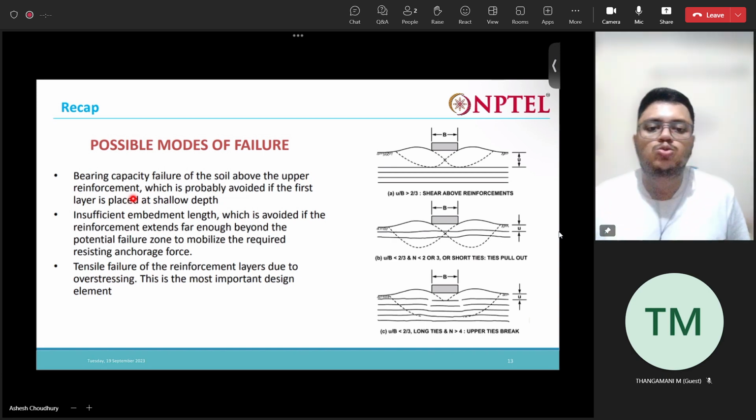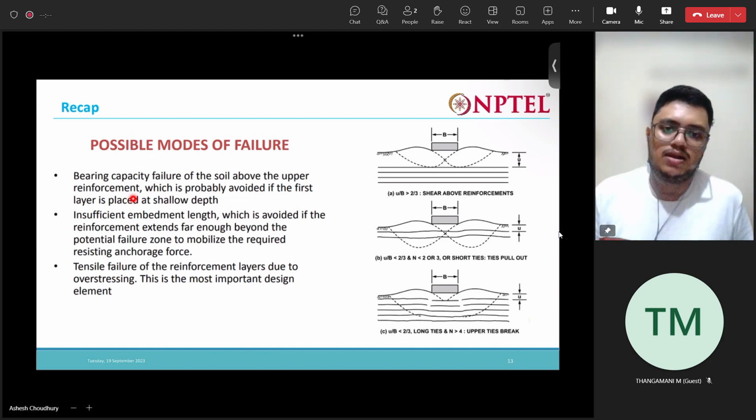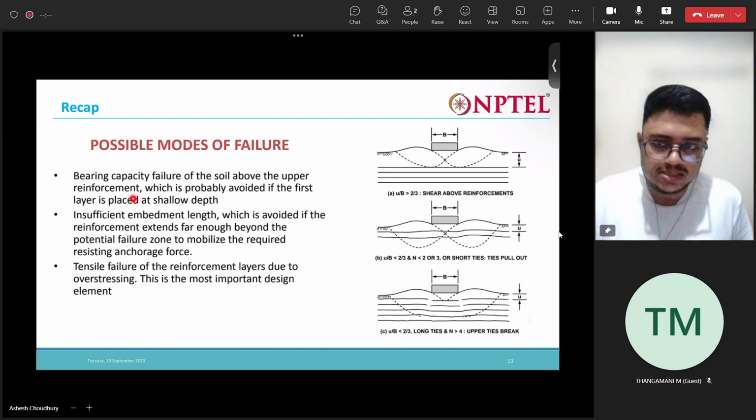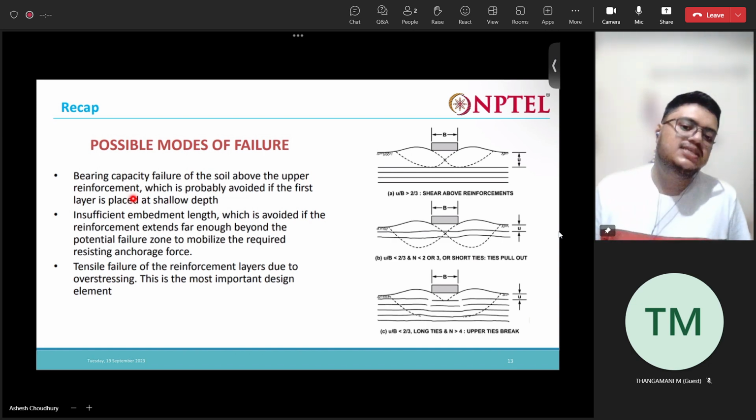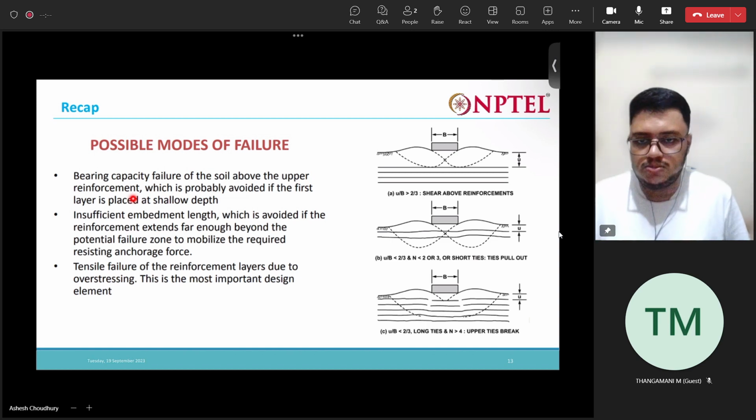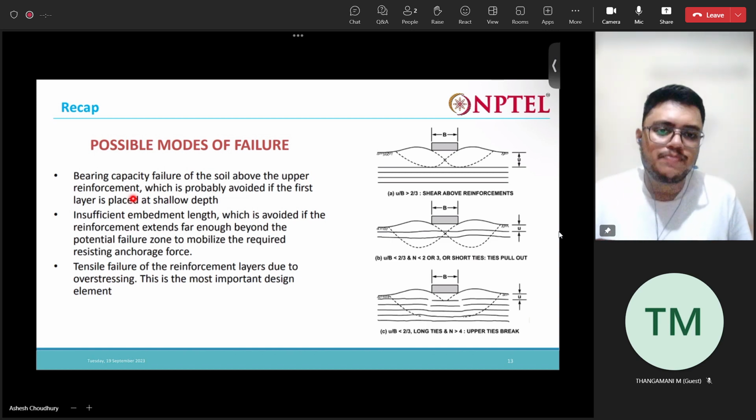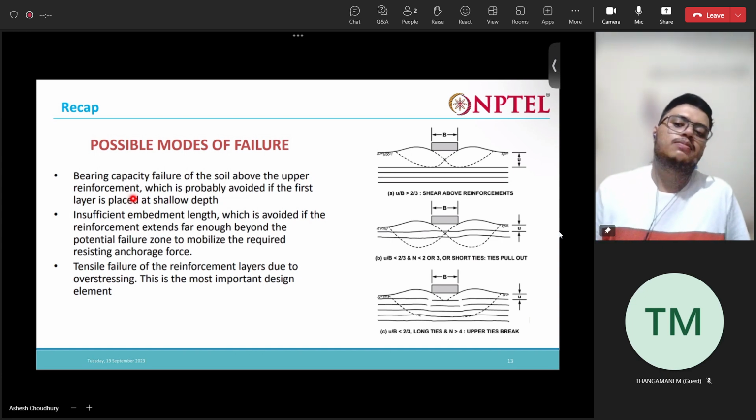Now, in our case, where we are to reinforce the soil and increase the bearing capacity of a foundation, these three modes of failure can happen: mode 1, mode 2, and mode 3. These three modes of failure might happen.